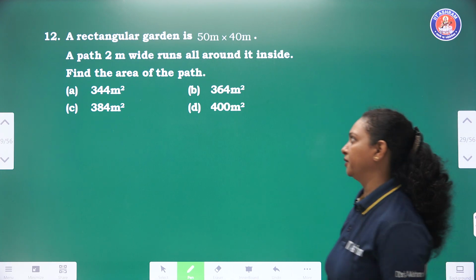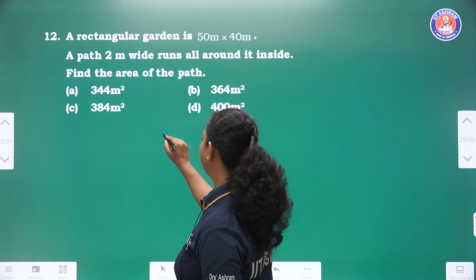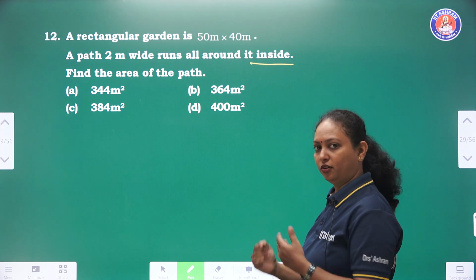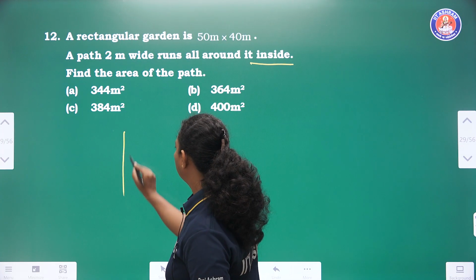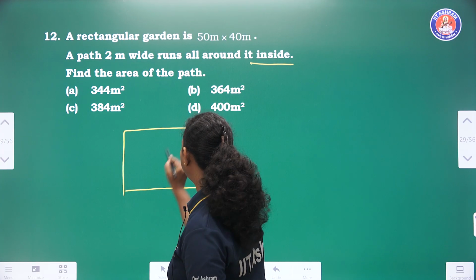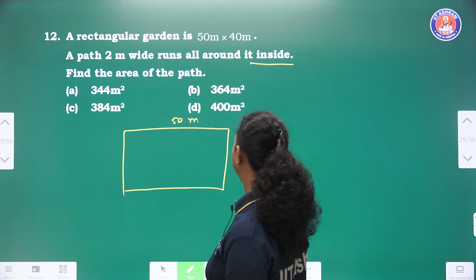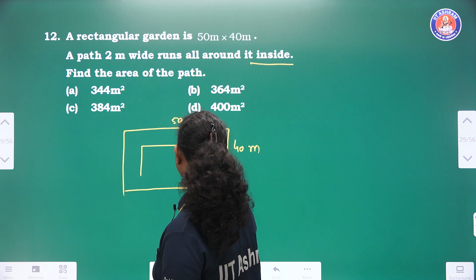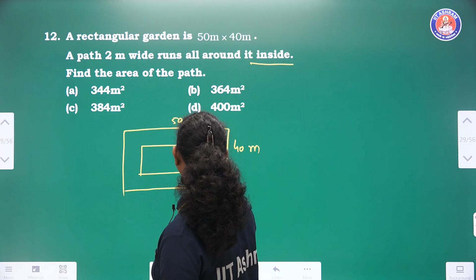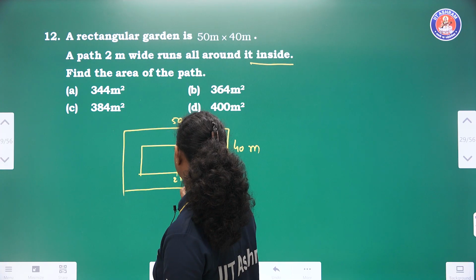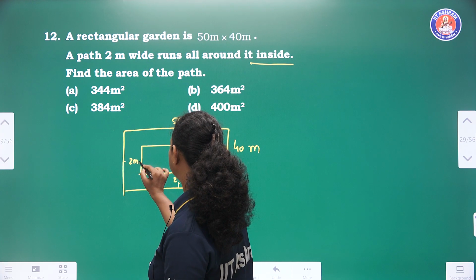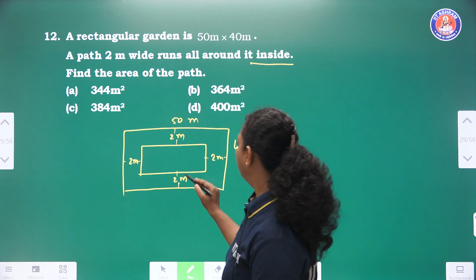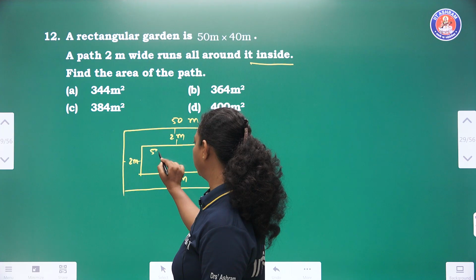Okay, now question number 12. A rectangular garden is 50 meter by 40 meter. A path is 2 meter wide, runs all around it inside, not outside, inside. So the length of the rectangle is 50 meter by 40 meter, and a 2 meter wide path is made inside of it. So from here 2 meter, from here it is also 2 meter. Let's cancel it out. So what is the length of this new rectangle formed inside of it?